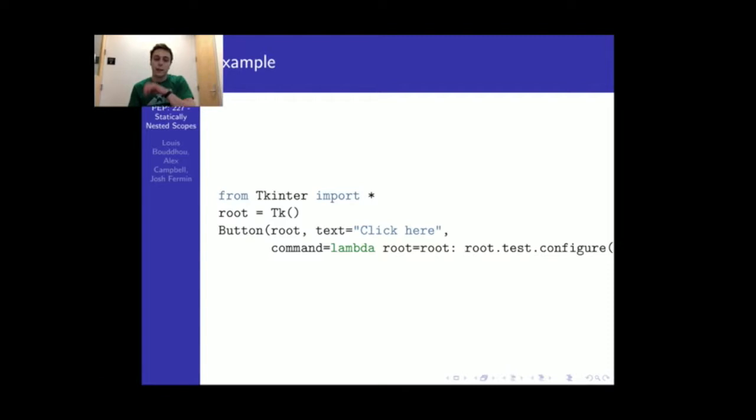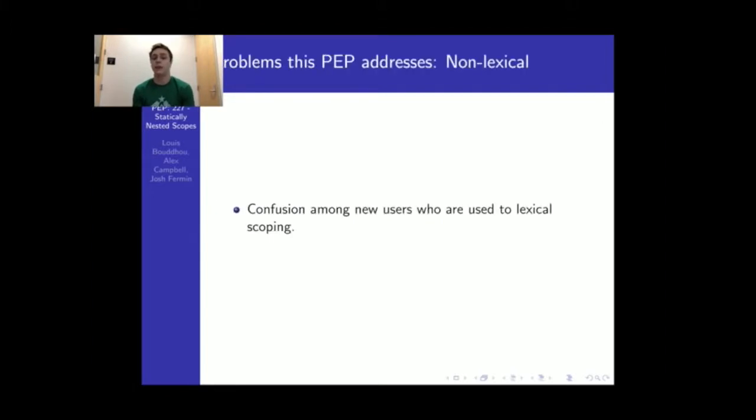So here's an example of added utility. So without nested scoping, static scoping, you have to redefine root, and that command equals lambda because it is not within the scope. But with static nested scoping, we don't have to define root again.